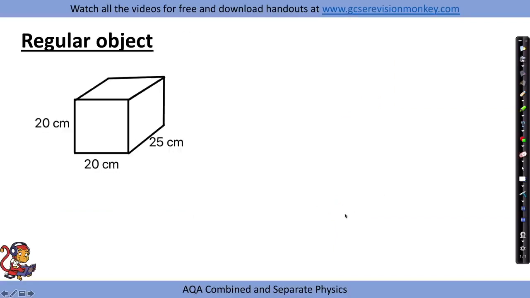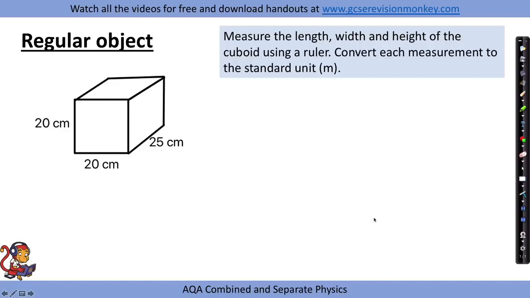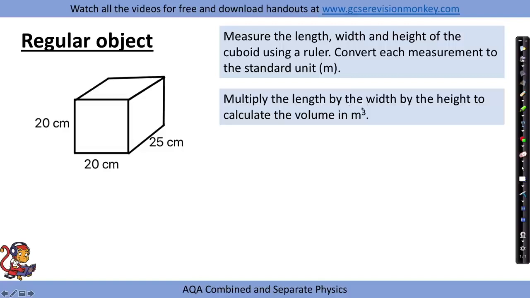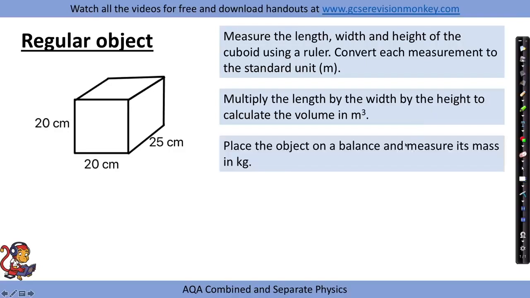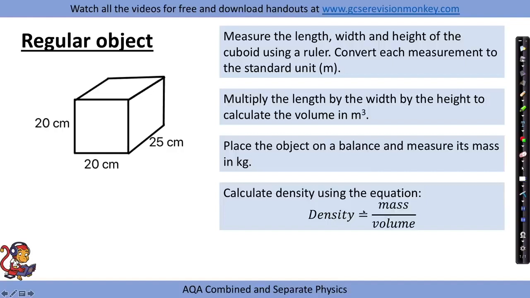So if we start by looking at the density of a regular object, here I've got a cuboid. We would measure the length, width and height of the cuboid using a ruler and convert each measurement to the standard unit, which is meters. Multiply the length by the width by the height to calculate the volume in meters cubed, and then we place the object on a balance and measure its mass in kilograms. We finally calculate the density using the equation density equals mass over volume.